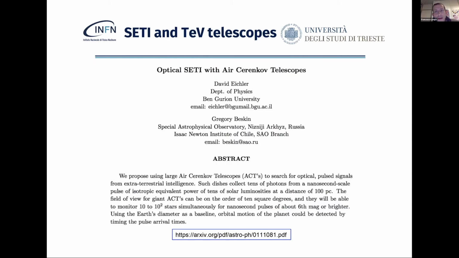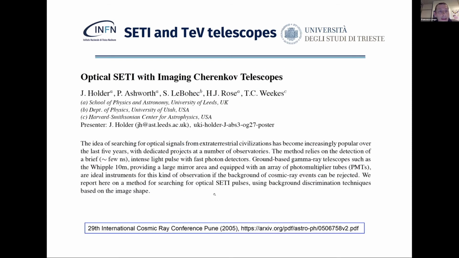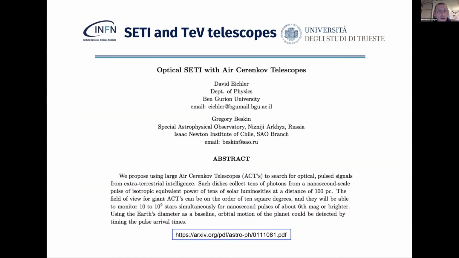So now let's come to the possibility of using TeV telescopes. Maybe yesterday something was already discussed. This dates back to some ideas in 2001, sorry, by Eichler and Beskin, optical SETI with Cherenkov telescopes, to use these to monitor a series of stars at a distance of 100 parsec for nanosecond pulses of magnitude 6 or brighter. Then Jamie presented at the 2005 ICRC conference the searches for optical SETI with imaging Cherenkov telescopes, using the possibility of imaging that, not just collecting the Cherenkov light.